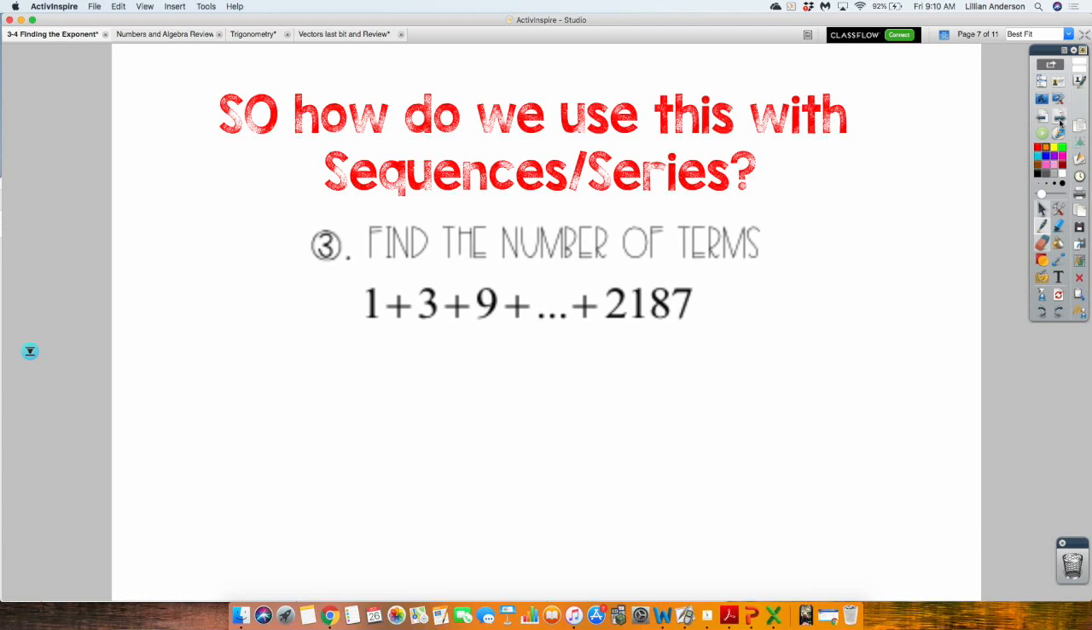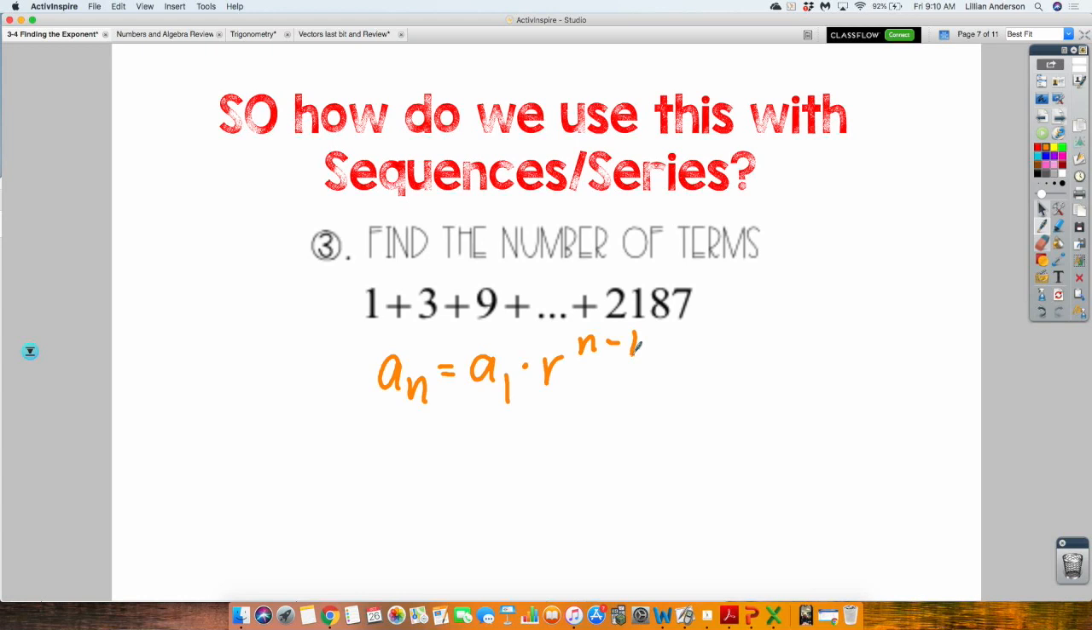Well, let's go back to the 3-5 foldable. And let's look at number 3 on the 3-5 foldable. This one asks you to find the number of terms. You have 1 plus 3 plus 9 plus ... plus 2187. In order for us to figure out what term 2187 is, we're going to have to use the formula of a sub n equals a sub 1 times r to the n minus 1.